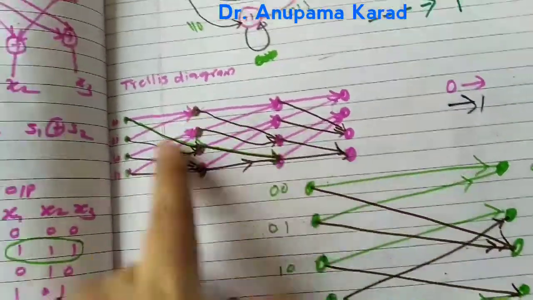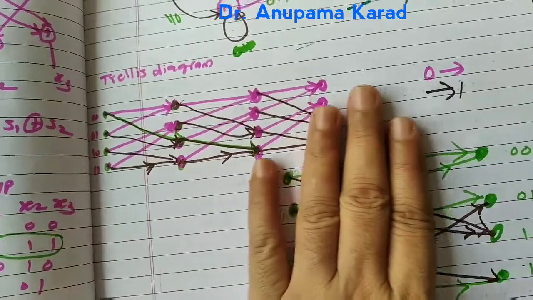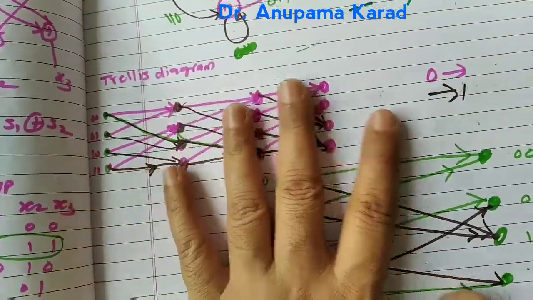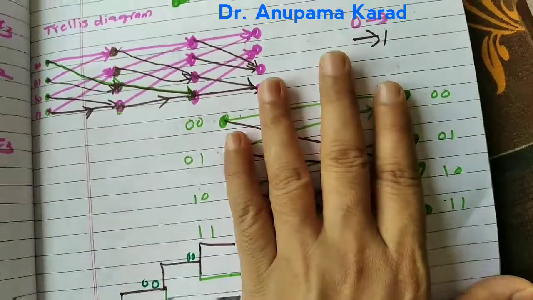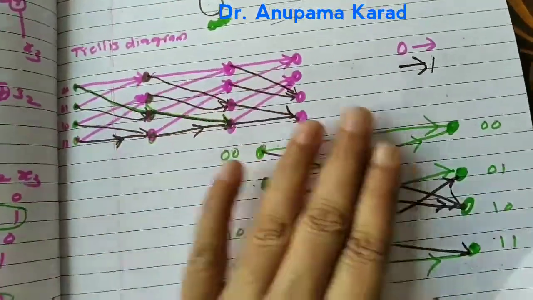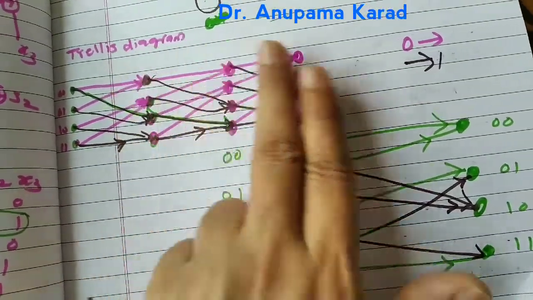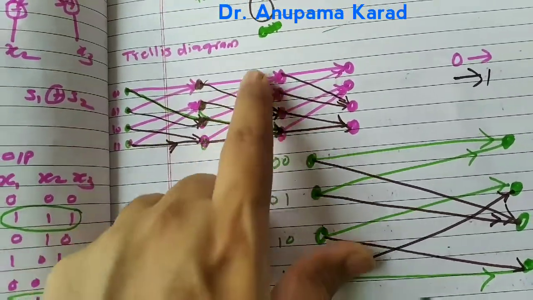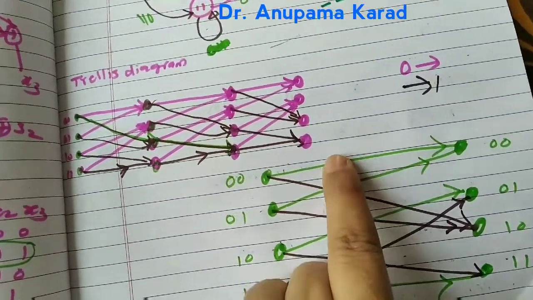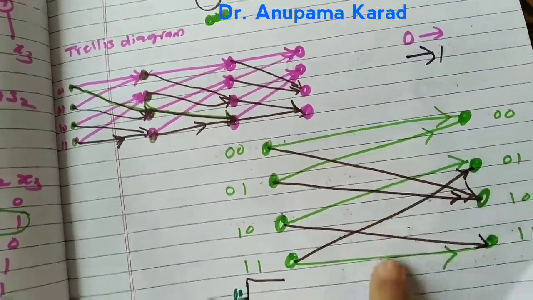Likewise, you can draw this trellis up to infinite time. The only thing is that you have to copy this and draw it further. These dots are nothing but states. Again here also the outputs are written on each branch.